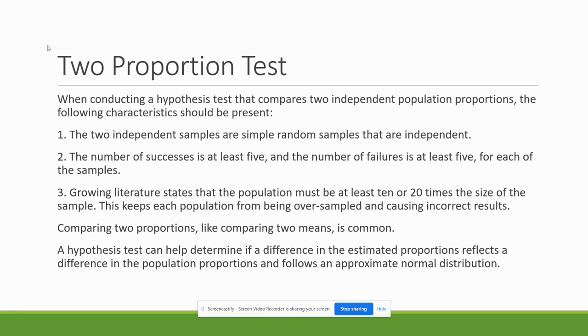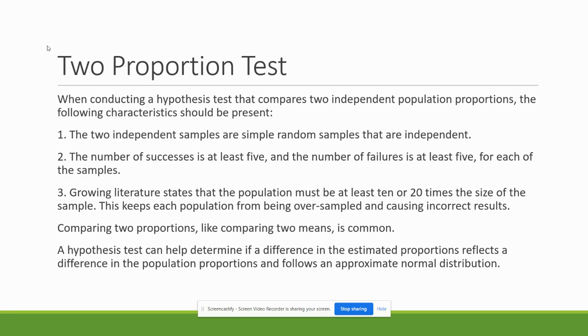We saw this in one proportion test. It's the same for the two proportion test. So a lot of growing literature states that the population must be 10 to 20 times the sample size. Don't worry about this. We're not going to have to worry about it in this class, but in the real world you would. So if you were looking at two different groups for your work and you pull those samples, make sure the actual population is 10 to 20 times larger than that sample.